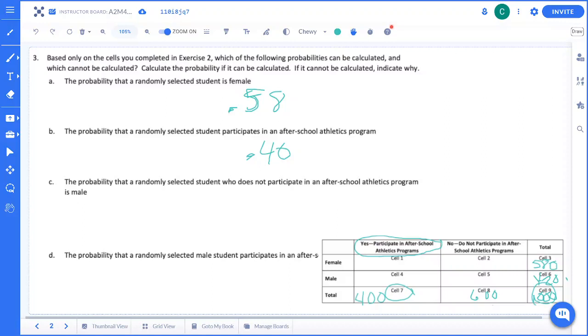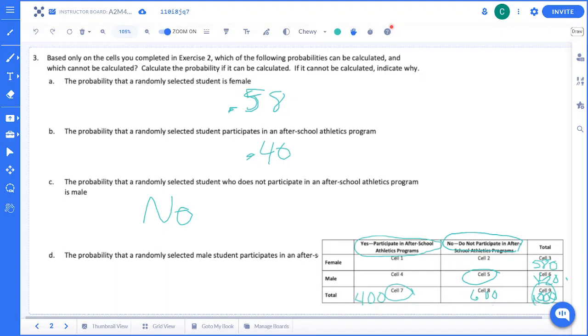Okay. The probability that a randomly selected student does not participate, well, do we know that in an after-school program that is male? We've got two conditions here. Okay, this is the whole calculating conditional probabilities. The probability that the randomly selected student who does not participate in an after-school program is male. So does not participate and male, that would be cell 5. We don't know that yet. There's no way to know that.